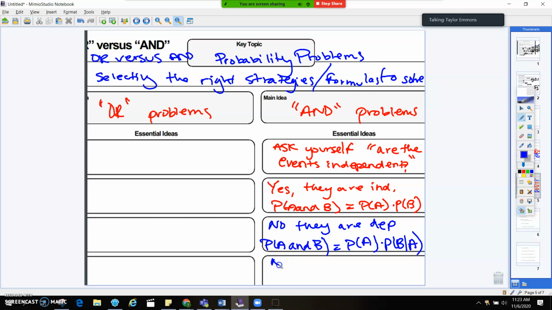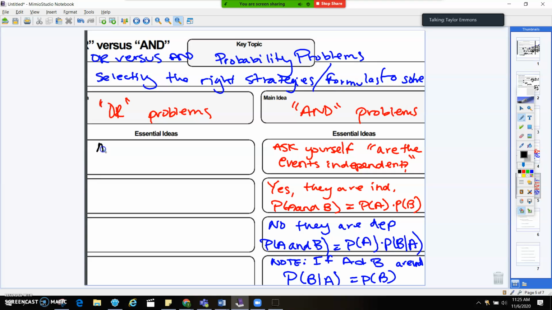So one important thing to note is that if A and B are independent, then the probability of B given A is the probability of B.